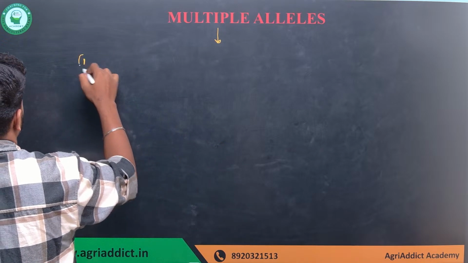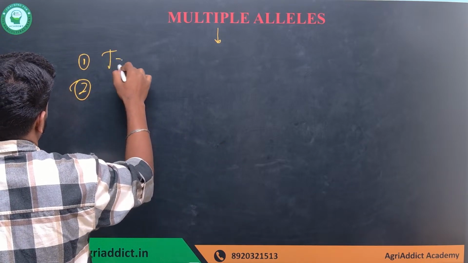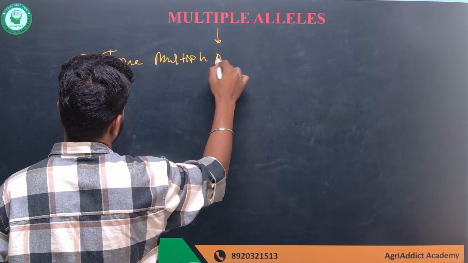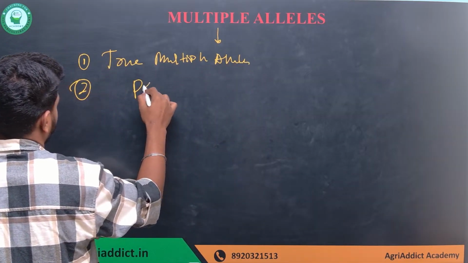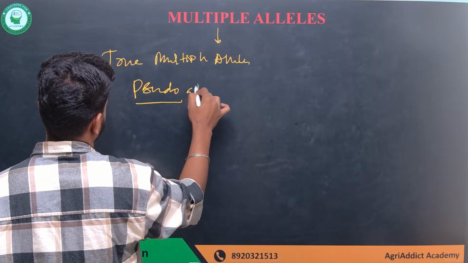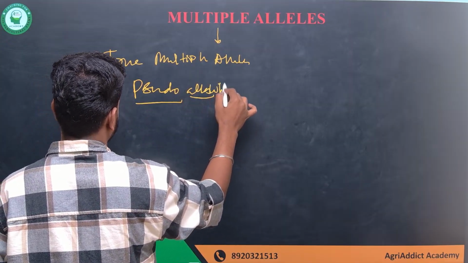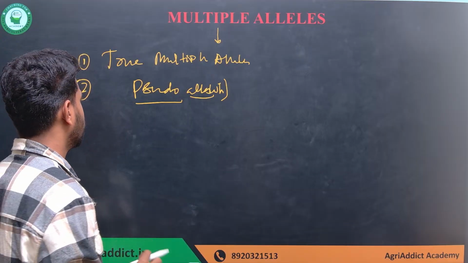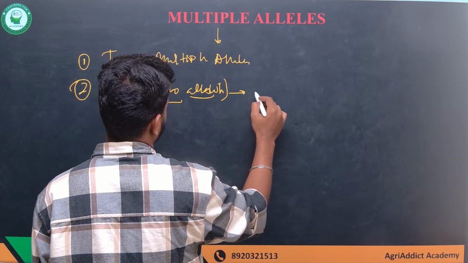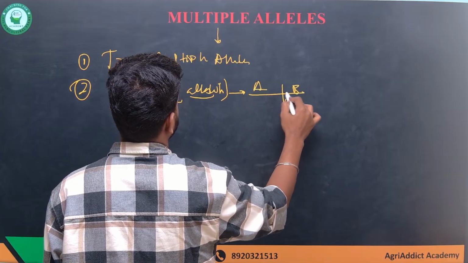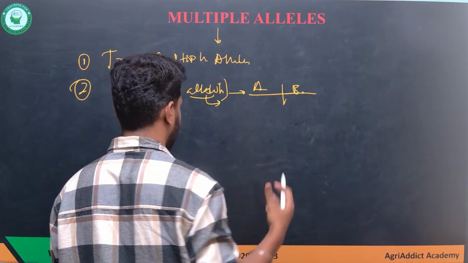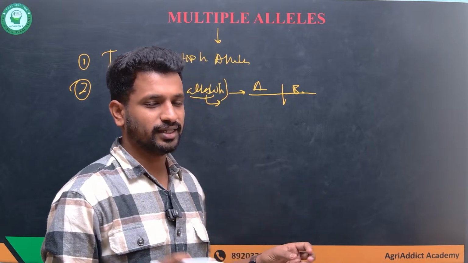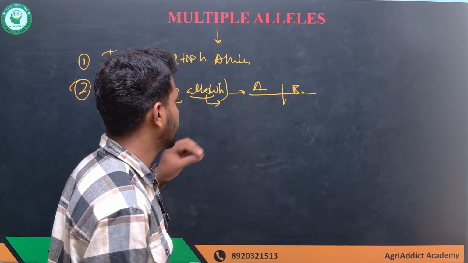See, multiple alleles can actually be divided into two different types, which may not be present in your syllabus. But if you are able to understand it, try to understand. One is true multiple alleles, and the other one is pseudo alleles. What is the actual difference between pseudo alleles and true multiple alleles? The difference is whether the alleles we are talking about are from different genes. If I give you two alleles and say that these two are pseudo alleles, that means the two alleles belong to different genes.